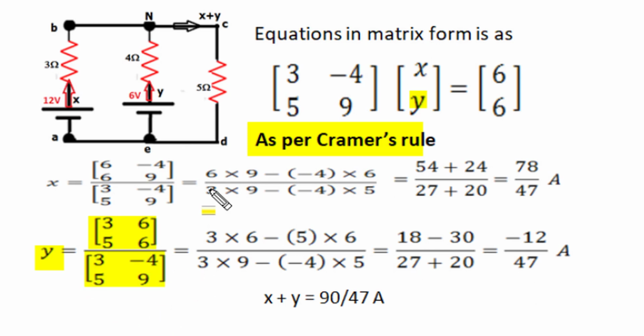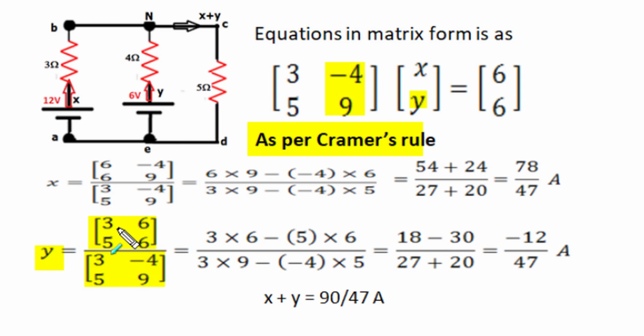Now the denominator matrix is the same resistance matrix, 3 5 minus 4 9, but at the numerator side the coefficient of y, minus 4 and 9, will be substituted by the column matrix 6 6. So our new matrix would be 3 5 6 6.